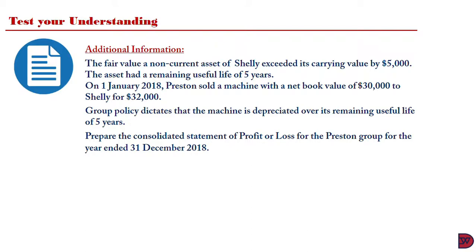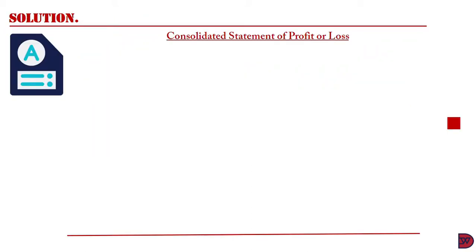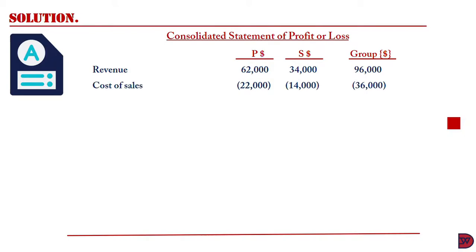31st December 2018. So for solution, consolidated statement of profit or loss, the revenue will be that of P, 62,000, 34,000 for Shelley, the 96,000 for the group. There is no intra-group transaction here, so we didn't bring the adjustment column to do away with the sales and the cost of sales. Okay, so we come to cost of sales: 22,000 for P, 14,000 for S, 36,000 for the group. Then we have fair value adjustment.